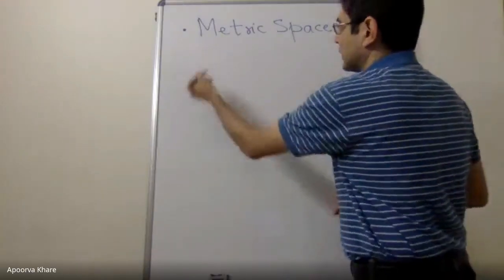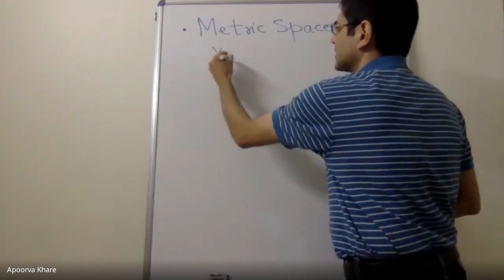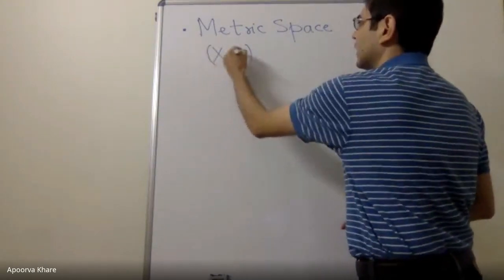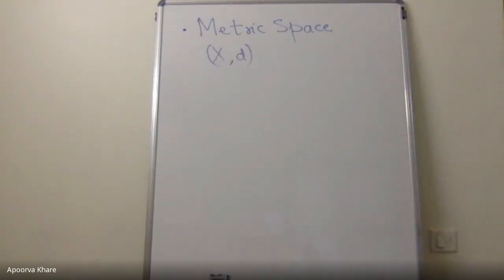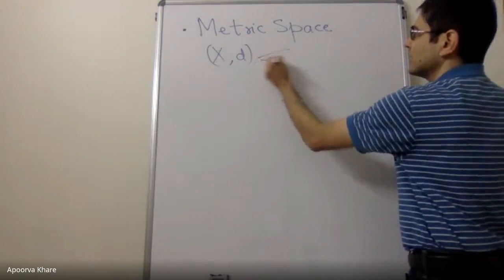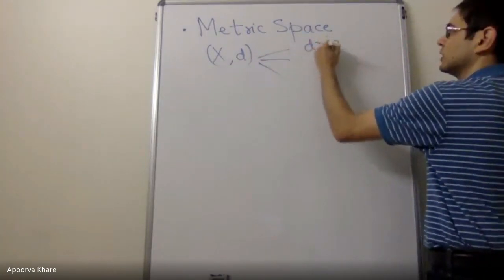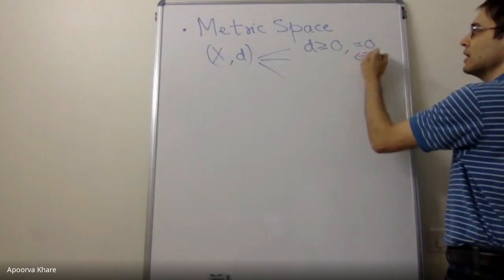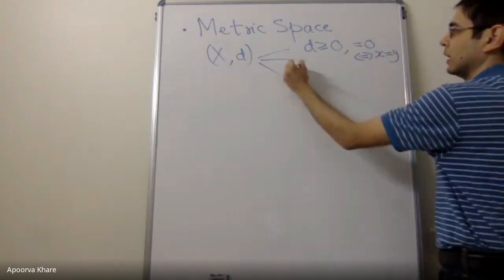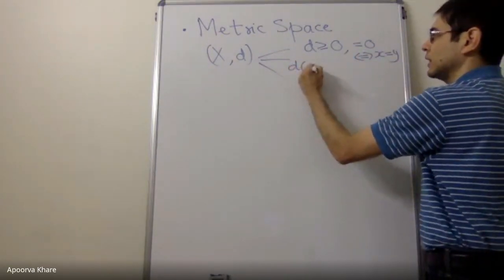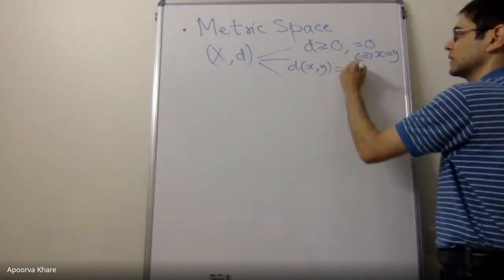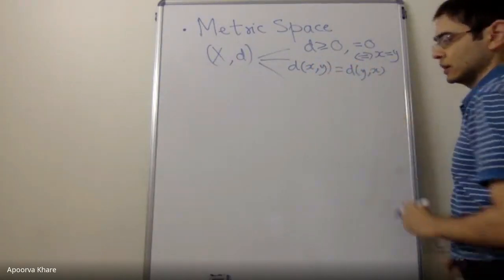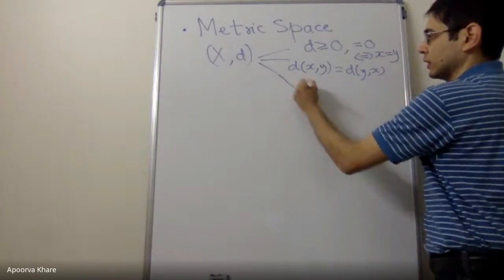So a metric space is just a set X with a metric D, and this satisfies three things. D is bigger than or equal to zero, and equal to zero if and only if X equals Y. D is symmetric, so D(X,Y) is D(Y,X). And the triangle inequality.